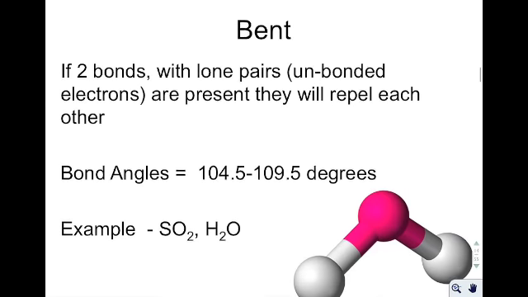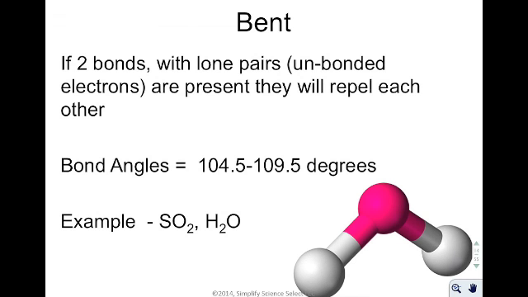Now bent is an example of something in which you have a lone pair of electrons on the central atom. If you have two bonds with a lone pair present, they will repel each other, and you get this. Once again, I know that I have some sort of lone pair here, but that lone pair doesn't have anything to do with the shape of the molecule. We only look at the molecule themselves whenever we're determining the structure. So this is considered to be bent.